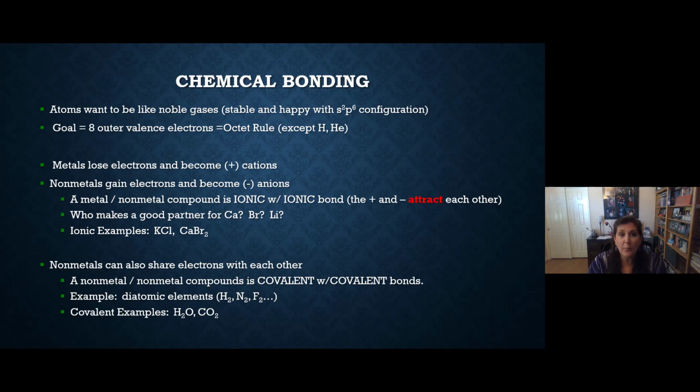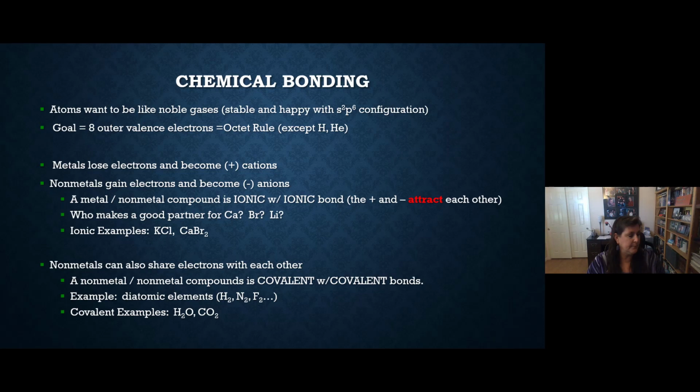All right, chemical bonding. We have learned that atoms want to be like the noble gases and that they want to be stable and happy with that s2p6 outer level configuration, meaning their goal is to have 8 outer valence electrons, called the octet rule. s2p6, 2 plus 6 is 8, 8 valence electrons in their outermost energy level. The exception to this is hydrogen, which wants to be like helium. Helium, of course, only has 2 electrons, so it ends 1s2. So those break the octet rule.